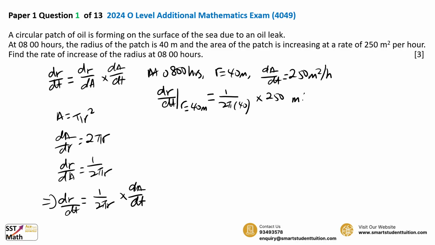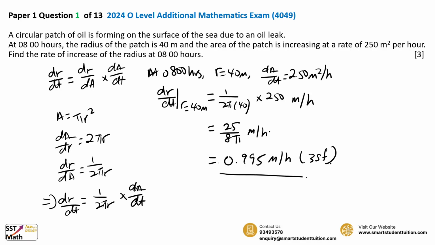This is in meters per hour. This is equal to 25 divided by 8 pi meters per hour. And if you were to use a calculator, it will work out to be 0.995 meters per hour, to 3 significant figures. And so, with this, we have worked out the solution for dr over dt at r equals 40 meters, which is equal to 0.995 meters per hour.